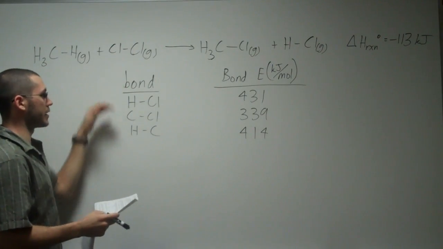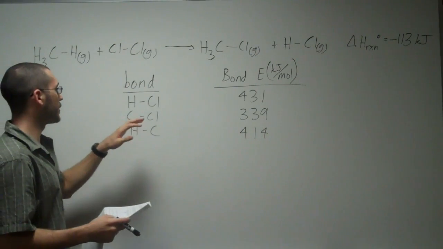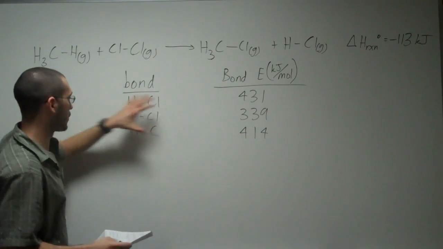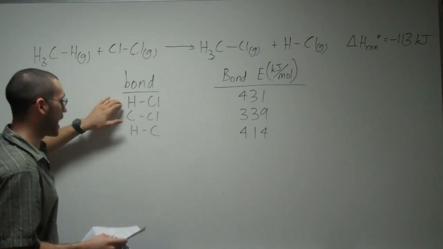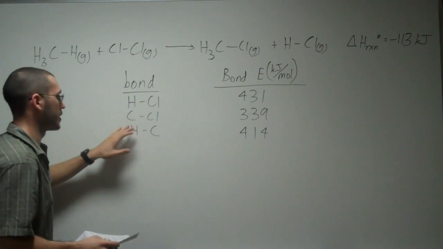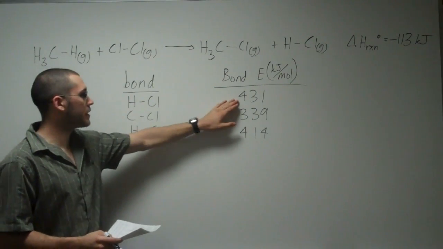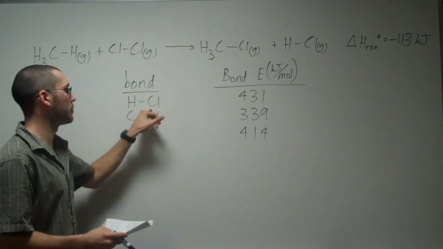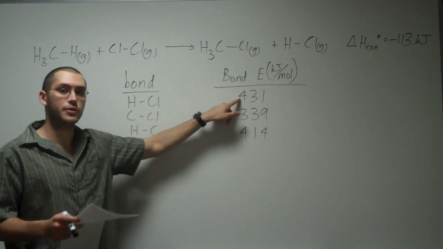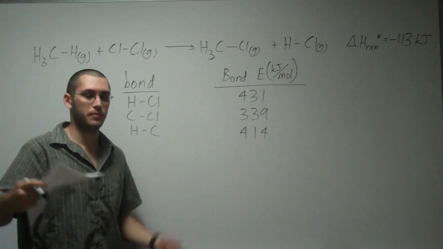We're also given these data. This tells us the energy that's stored in these bonds here: an HCl bond, a CCl bond, an HC bond. If this is the amount of energy stored in an HCl bond, this is also the amount of energy required in order to break that bond.